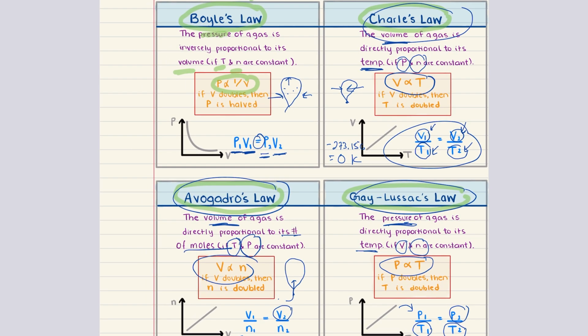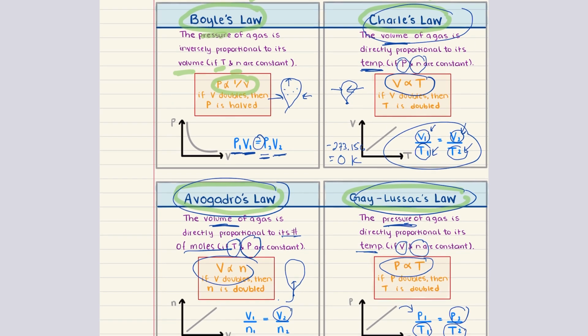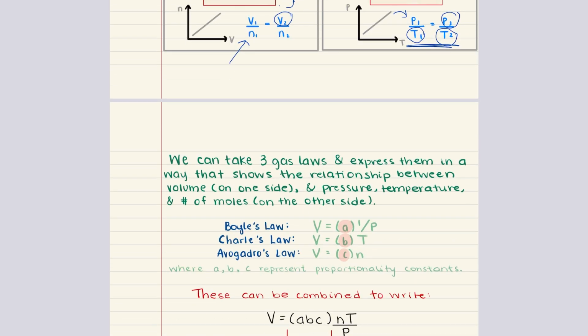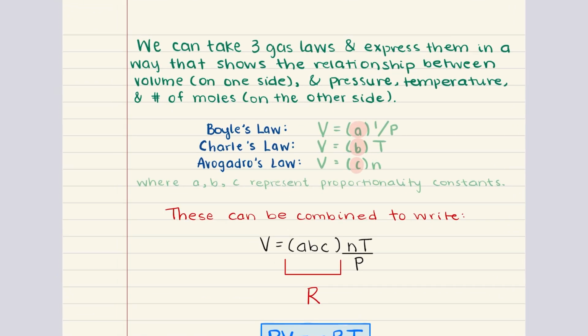So, thus far, we've explored the 4 fundamental gas laws: Boyle's law, Charles' law, Avogadro's law, and Gay-Lussac's law. And each one describes the relationship between 2 gas variables while holding the others constant. But in reality, gases don't behave in isolation. Pressure, volume, temperature, and the number of moles are all interdependent. So how do we describe gases more completely? That's where the ideal gas law comes in.